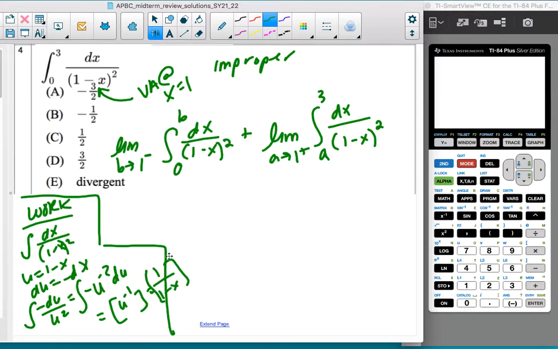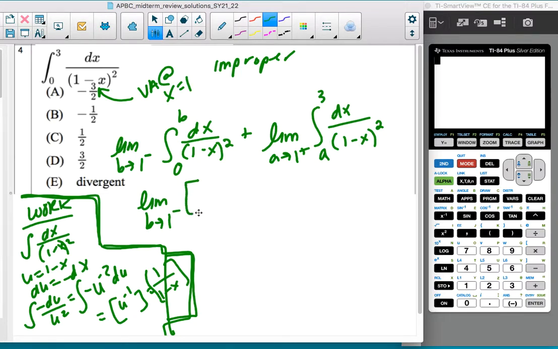So the reason it's worth doing that work off to the side is because I don't need to do this integral twice. It's much, much easier to just find this integral once and then deal with the b's and a's as needed. So the limit as b approaches 1 from the left of 1 over 1 minus x from 0 to b. So right away, I'm going to go ahead and tell you that this is answer E. This is divergent. And I'll tell you how I got there in just a second.